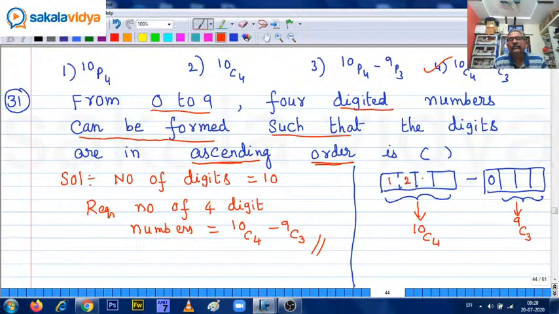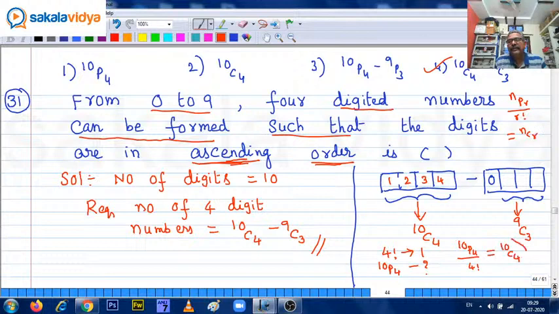For example, take 1, 2, 3, 4. These can be permuted in 4 factorial ways. But out of 4 factorial, only one way is the ascending order. Actually, how many permutations can we make? That is 10P4. So the required number is 10P4 divided by 4 factorial. We know that nPr divided by r factorial is nCr. So this is equal to 10C4, nothing but selections. That's why I have written 10C4.